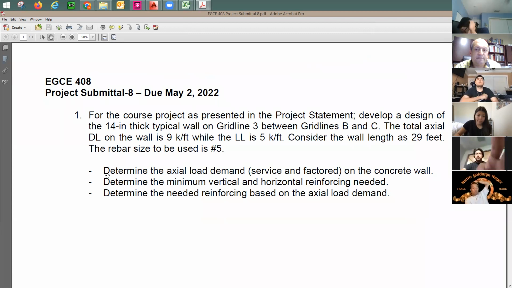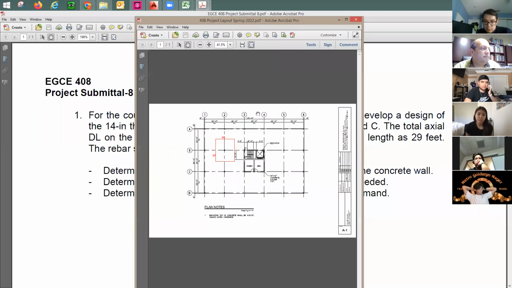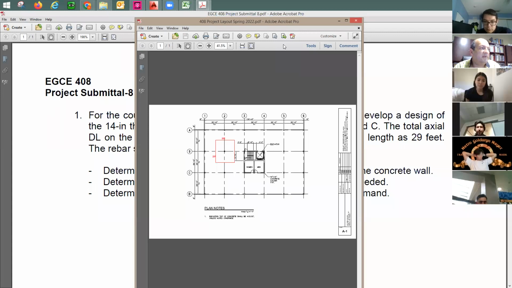Project on a wall design of 14 inch thick typical wall on grid line 3 between grid lines B and C. So grid line 3 between B and C.